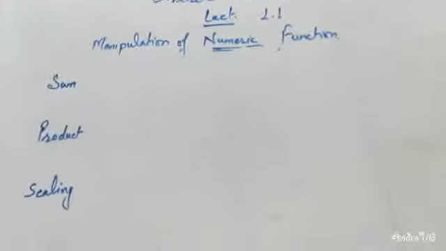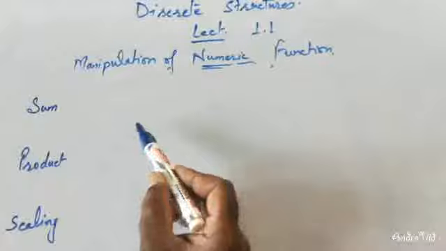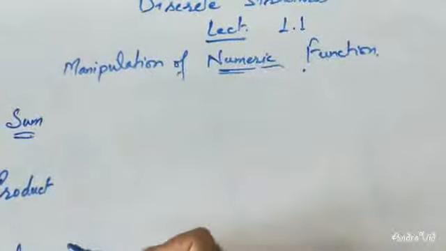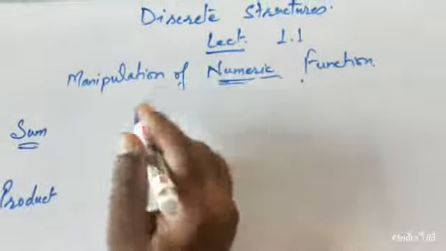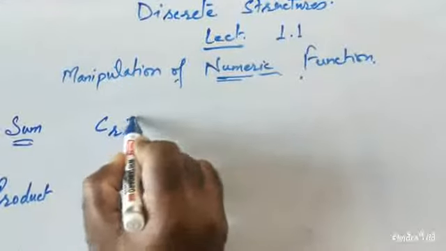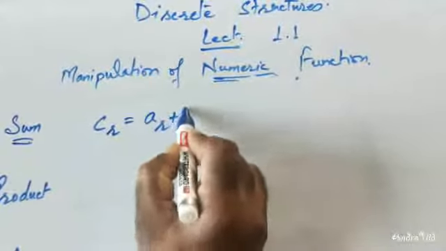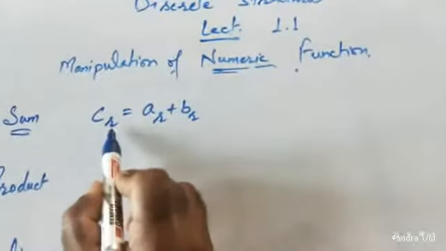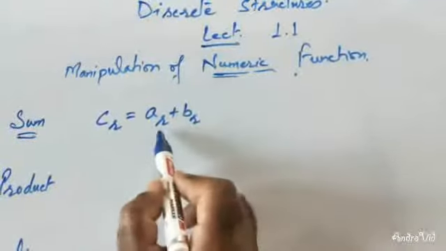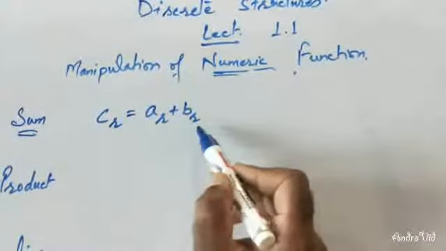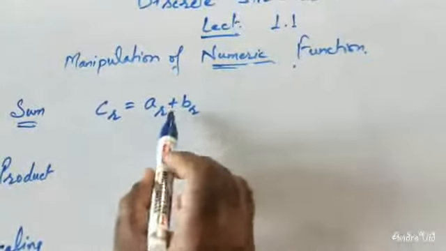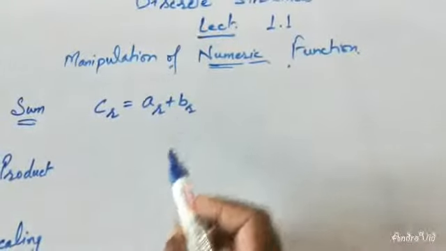So in continuation with discrete numeric functions, we now have the topic manipulation of numeric functions. First operation of two functions is sum. If there are two functions a(r) and b(r), then we will be denoting c(r) as the sum of two numeric functions with the help of a(r) plus b(r), where the value of every c(i) will be the sum of a(i) and b(i). So if a(r) is a function of monthly income of husband and b(r) is a function of monthly income of wife, then c(r) will be denoting the total income of husband and wife.